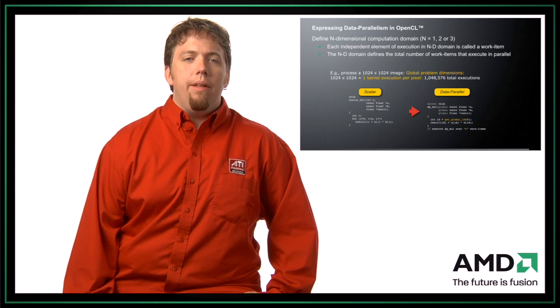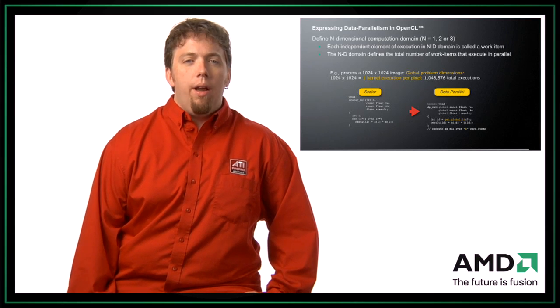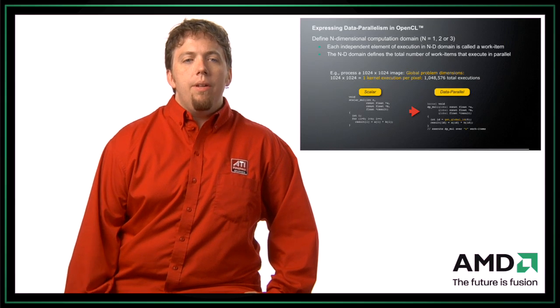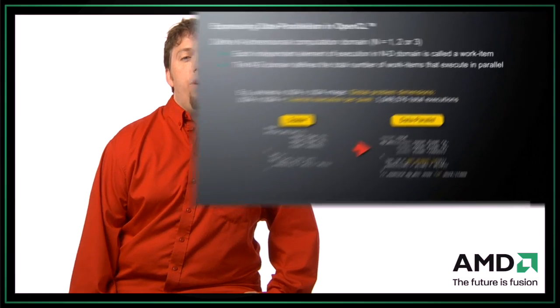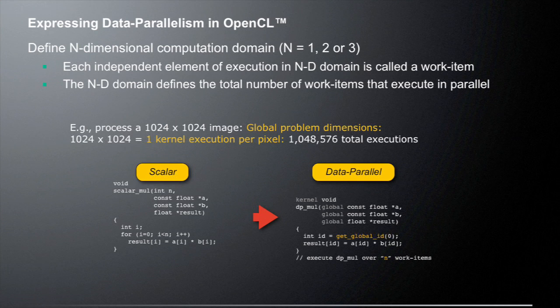Each independent element of our execution domain is called a work item in OpenCL. The n-dimensional domain defines the total number of work items that are executed in parallel. Let's say we wanted to process a 1024 by 1024 image. That would be our global problem dimension, and we would have one kernel executed per pixel. So each pixel would correspond to a work item in OpenCL.